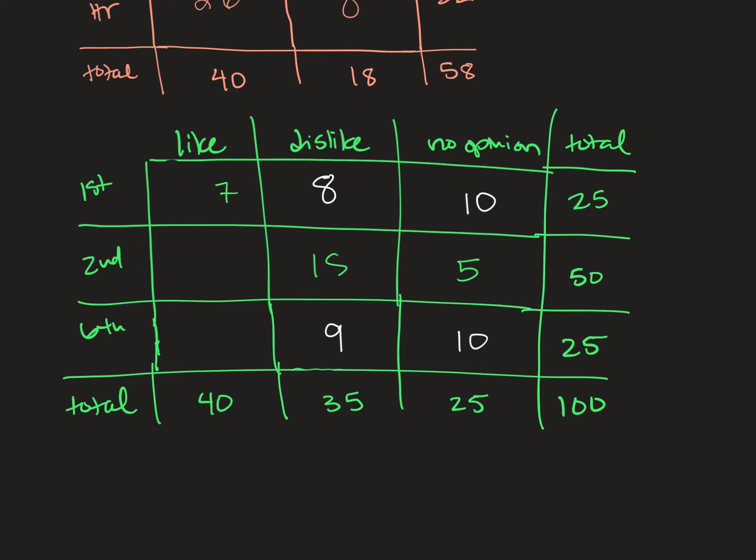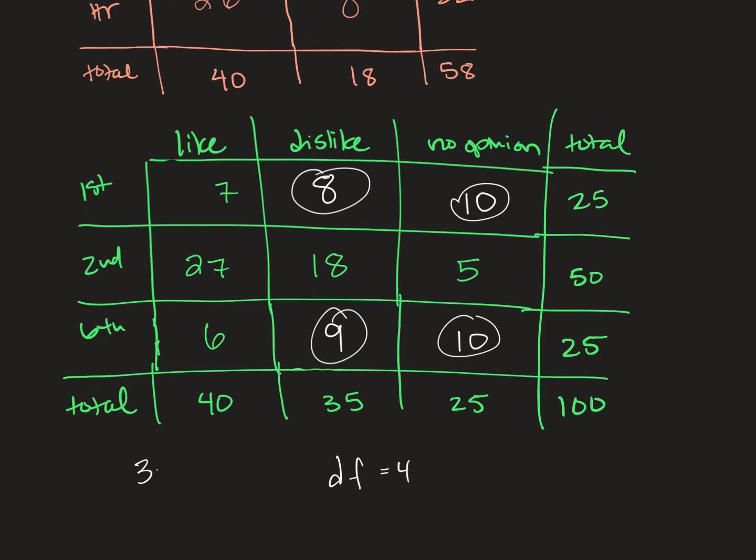That'll get me an 18 here, and then I'm forced to pick, so 18 and 5 gets me 23, so I'm going to need a 27 over here. 27 and 7 would get me 34, so I'm going to need a 6 here. Okay, notice in this case I had 1, 2, 3, 4 degrees of freedom, and this was a 3 by 3.